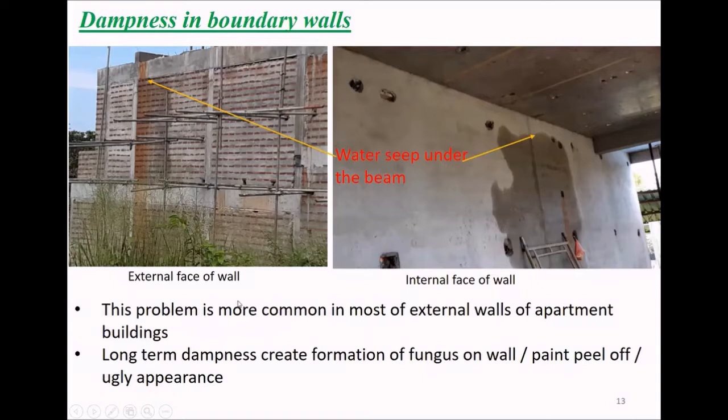This problem we actually found in so many apartment buildings, where external walls got fungus on the wall. Then finally we found out what the reasons for this are, and we proposed some rectification methods, and some we have done. This long-term dampness creates the formation of fungus on the wall, right?